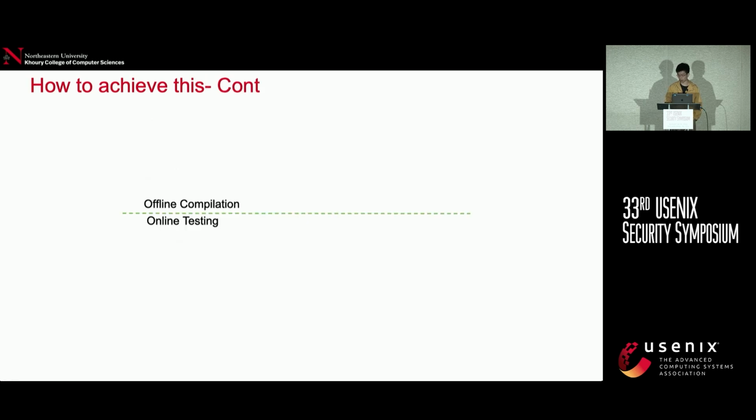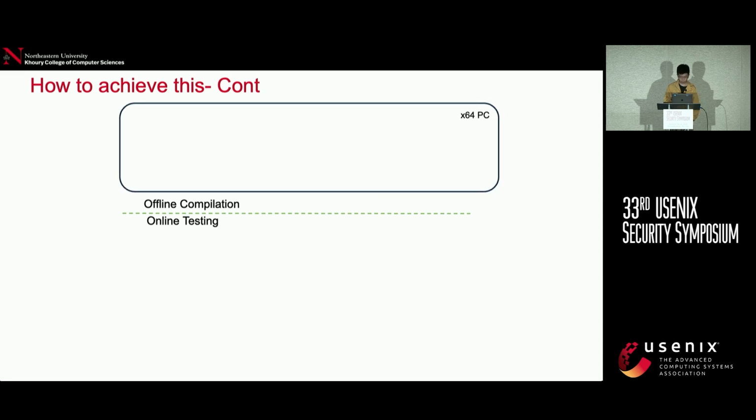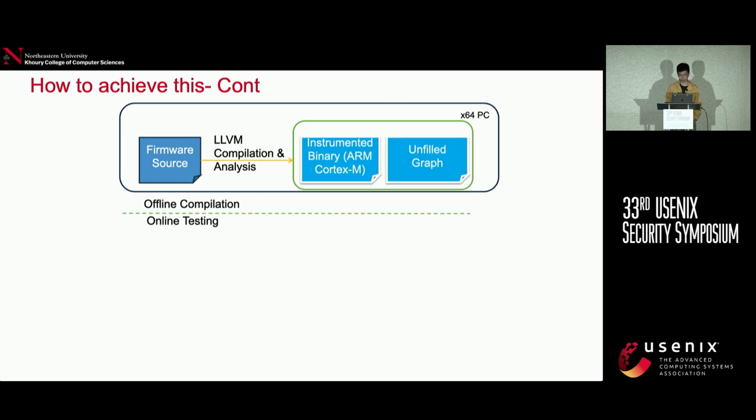So the workflow looks something like this. Let's say you have an x86 PC, which is normal, and you have the firmware source code. So you use LLVM to compile and instrument the firmware, which gives you, for our case, Cortex-M firmware, because LLVM, thanks to its modularity, supports a wide range of architectures. So our framework is also applicable to all those different architectures. But for our case, we primarily focus on ARM Cortex-M because it's popular.